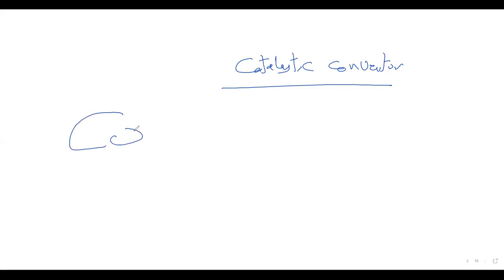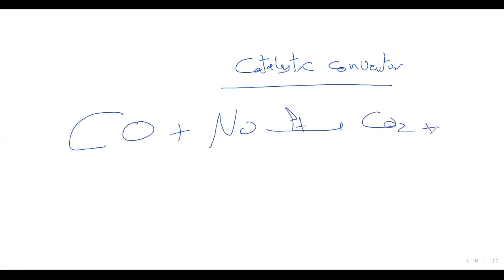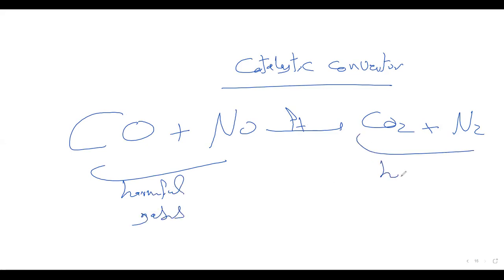For the catalytic converter, we use it to change two harmful gases, carbon monoxide reacting with nitric oxide in the presence of platinum used as a catalyst, to form carbon dioxide and nitrogen. Two harmful gases change to harmless gases. This is for purification of gases in air.